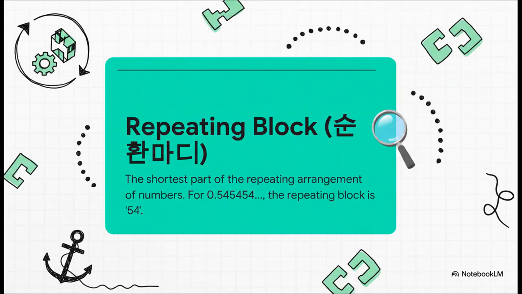And that little chunk of numbers that repeats? Well, that has a name too. We call it the repeating block. So for our friend 0.333, the repeating block is just the number 3. Super simple. Okay, what about for 0.545454? What do you think the repeating block is there? You got it. It's 54. The numbers 5 and 4 are like a little team, and they just repeat together forever.